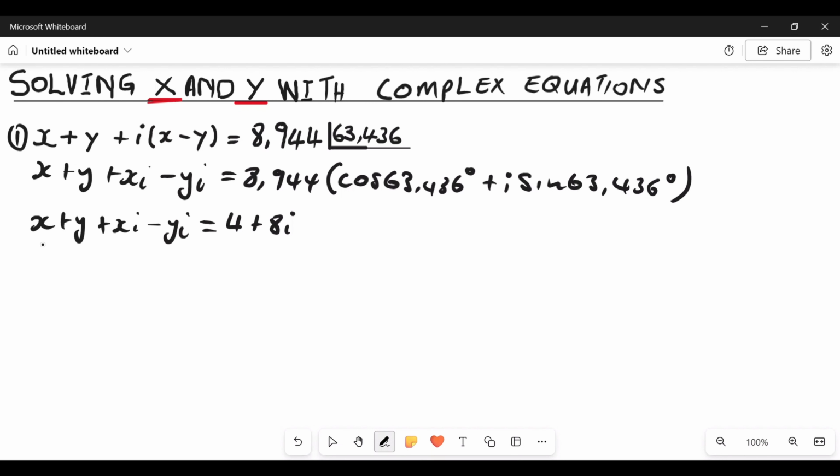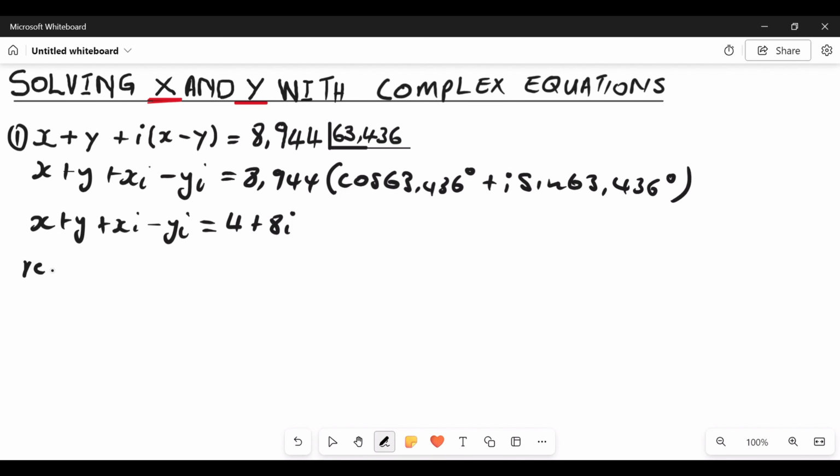Now what you have to do here, you first check whether everything is linear. So everything is linear. We don't have brackets on both sides, and we don't have i to the power of 2 and above. Everything is fine. Now we can start grouping.